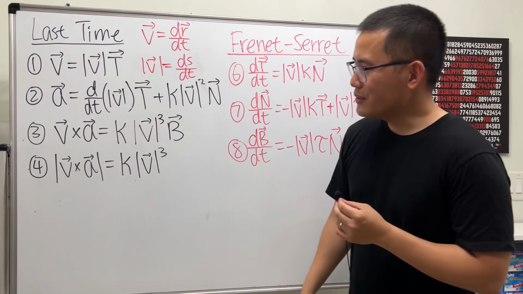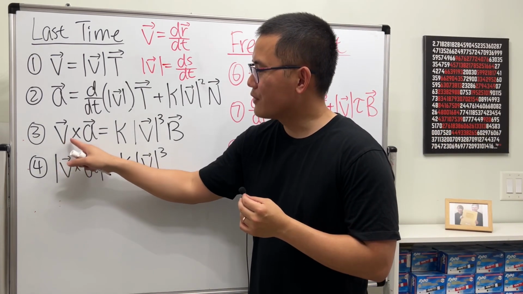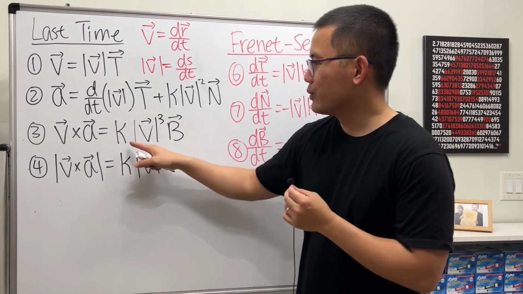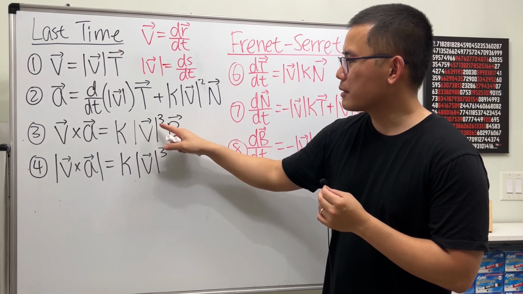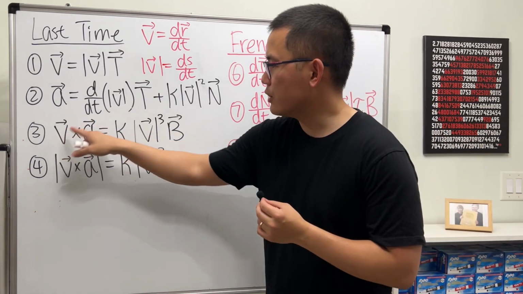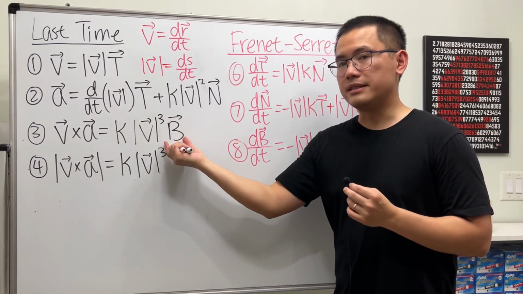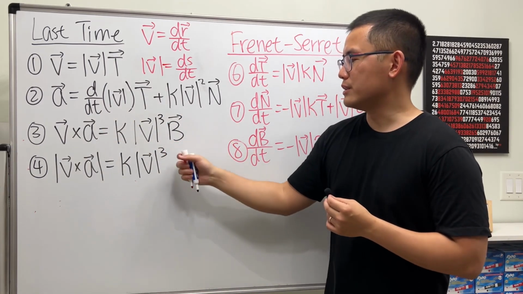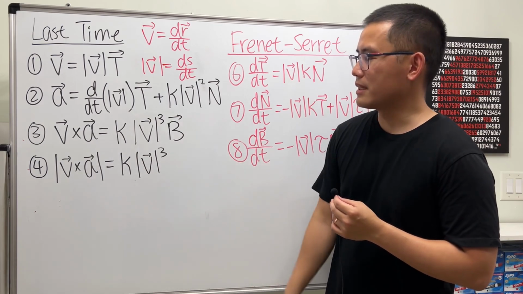All right, and then we also have the velocity cross the acceleration being equal to the curvature times the speed to the third power times the unit binormal vector. And then if we take the magnitude of this, because this is a unit vector, it's just going to give us 1, right, for the magnitude.